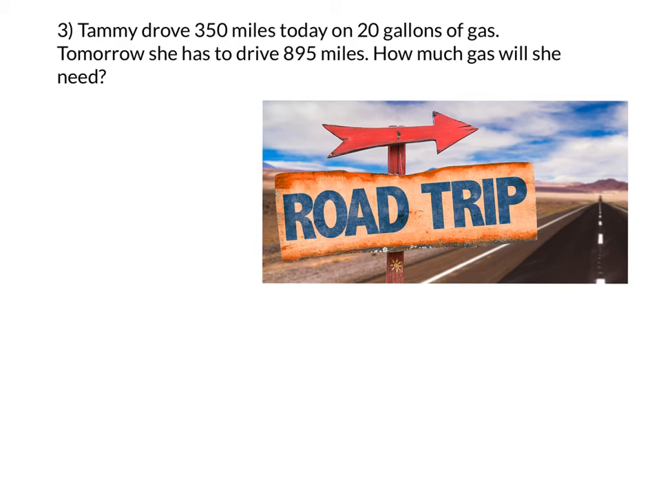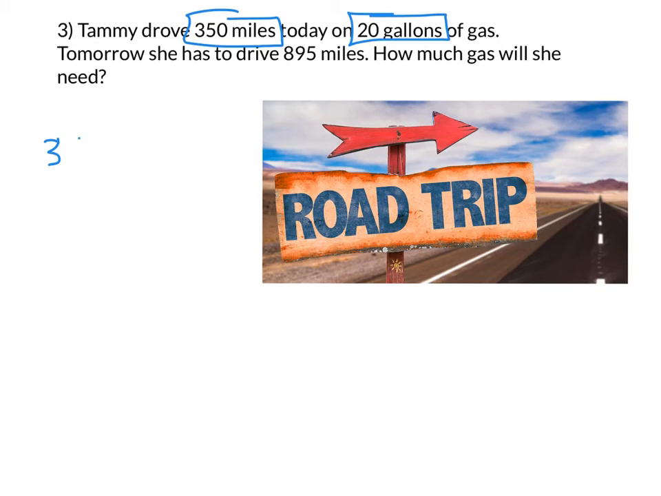All right, let's take a look at one last problem. Tammy drove 350 miles today on 20 gallons of gas. Tomorrow she has to drive 895 miles. How much gas will she need? So I know on my first day I have 350 miles and I have 20 gallons of gas. So I could write that ratio however I want. I could write 350 over 20 or 20 over 350. Since miles comes first in the problem, I'm going to put that on top, but we don't need to.